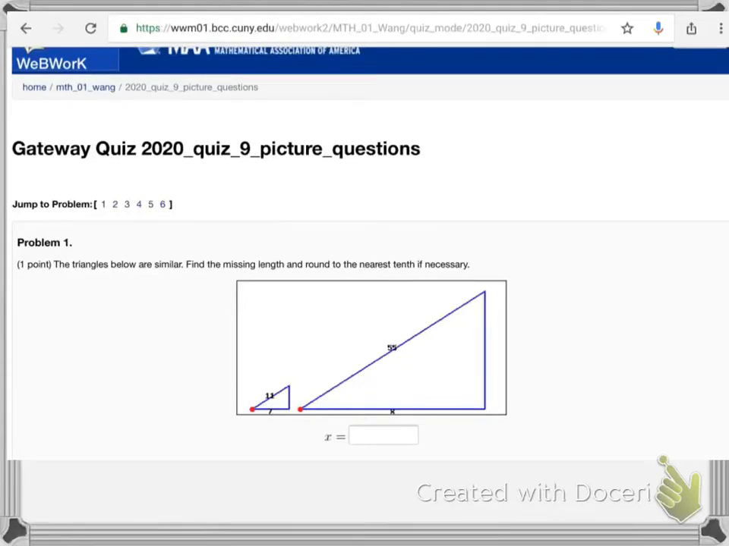Okay, so now let's talk about picture questions. This question was also in the proportion quiz. You are given two triangles. This is the smaller one, and this is the bigger one. They have exactly the same shape. They are both right triangles, but they have different sides.